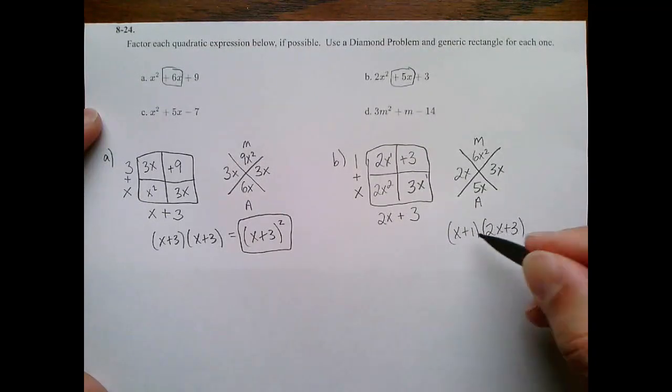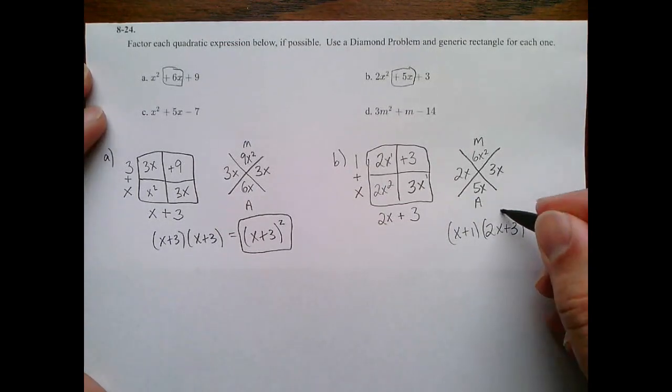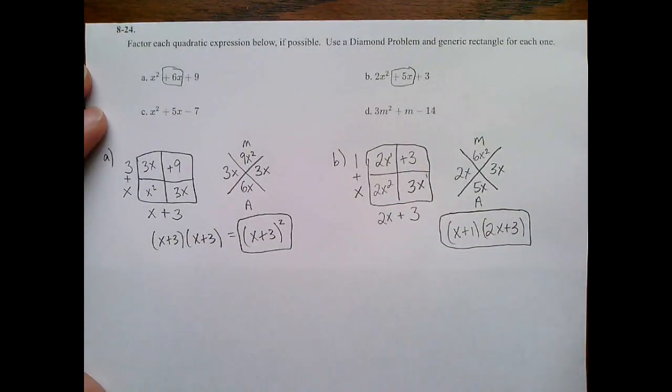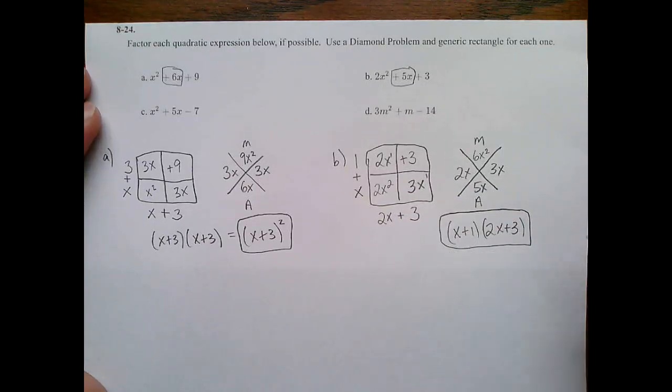Now, would the order matter that I write this? Could I write it as 2x plus 3 times x plus 1? Yeah. When we're multiplying, the order doesn't matter. If you think about it, 5 times 4 is 20, and 4 times 5 is also 20. So when you write a product, two things that are being multiplied, the order doesn't matter. So in this case, if I flip-flopped it, if I put 2x plus 3 times x plus 1, it would be the same thing. It would still be correct.